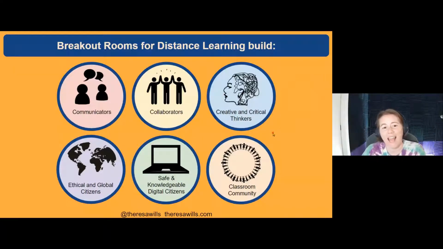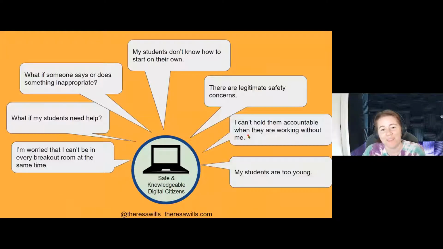So, how do we get there? Let's look at the one that is the elephant in the room, the safe and knowledgeable digital citizens. Often, when I am working with schools and they are talking about breakout rooms, I ask them, well, have you tried them out? And sometimes I get some of these responses.